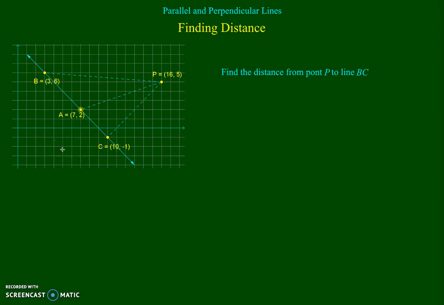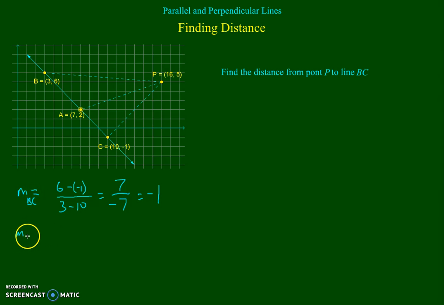So the slope of line BC then is going to be the difference of the y's, so that's 6 minus -1, over the difference of the x's, 3 minus 10. So 6 minus -1 is 6 plus 1, which is 7. And 3 minus 10 is -7. So this is -1. So that's the slope of BC.